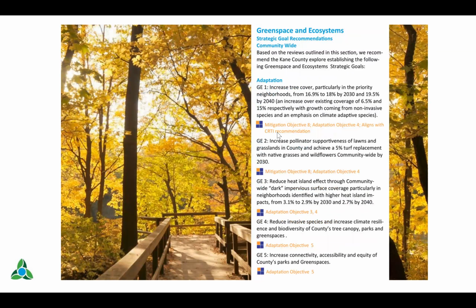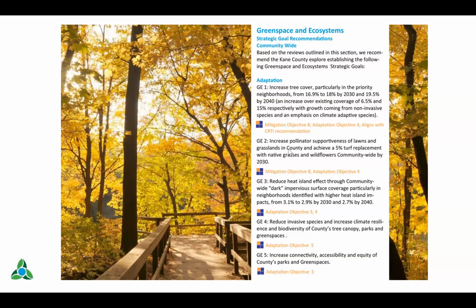Within our green space and ecosystems, we've put out a goal of increasing tree canopy cover, particularly with a priority in neighborhoods, in priority neighborhoods, I should say, and so in areas that might have high vulnerable populations. Increasing our county-wide coverage from 16.9 to 18%, and that's absolute ground cover. So that's not a 2% increase. It's a 1.1% increase of total land value by 2030, and 19.5% by 2040. So a 2.5% increase by 2040.